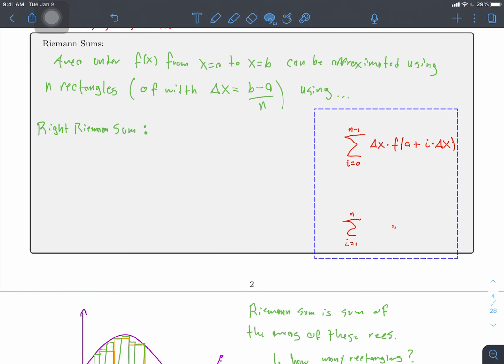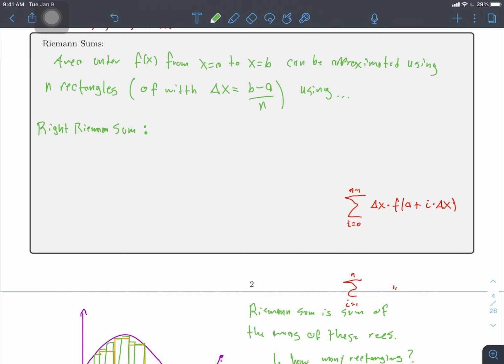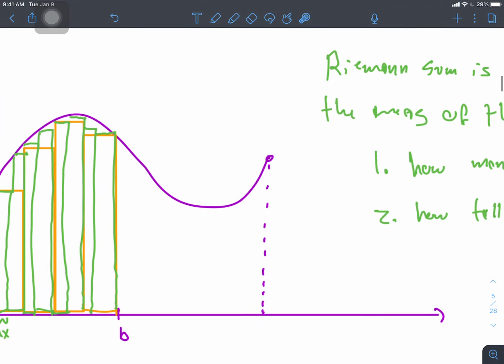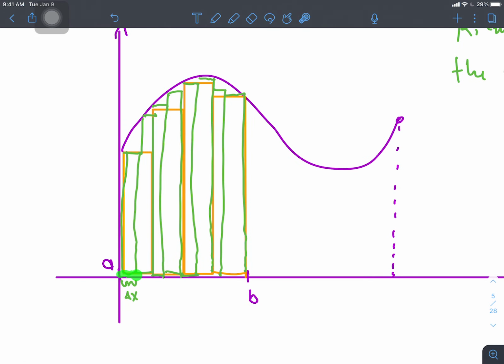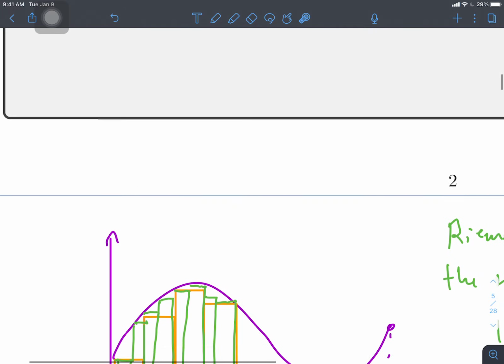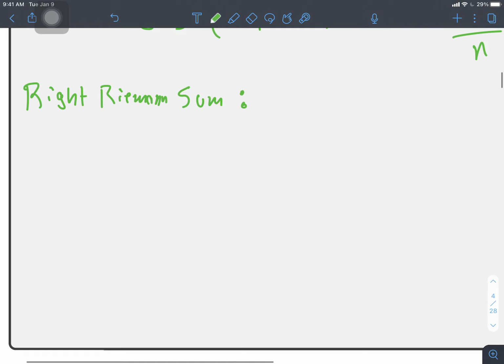Okay, now what does a right Riemann sum look like? Well, we take the height of the function on the right side of each interval. So the first interval goes from a to a plus delta x, right? So the first height that we choose is going to be the height of the function on the right side of that first subinterval, which is going to be the height of the function at a plus delta x. So the height of that first rectangle is of course going to be just f of a plus delta x.